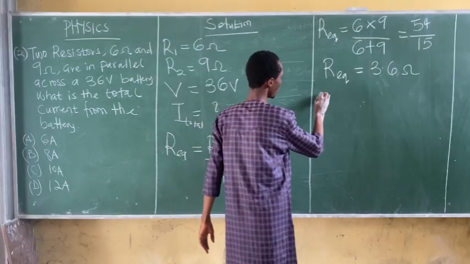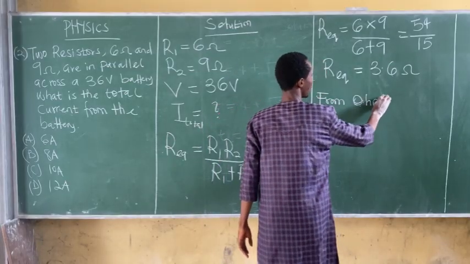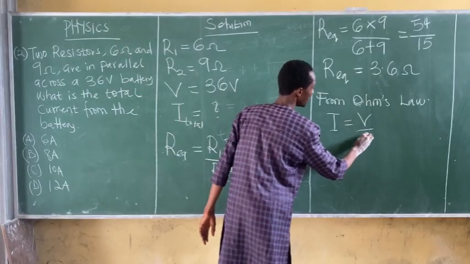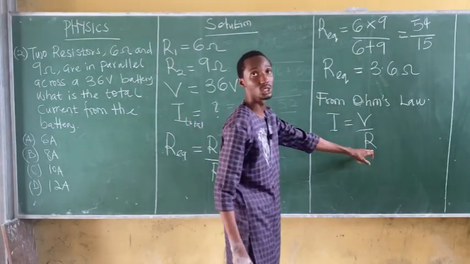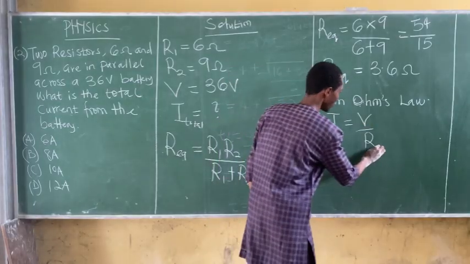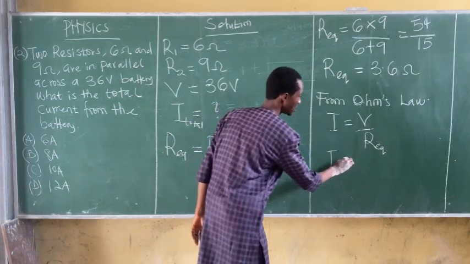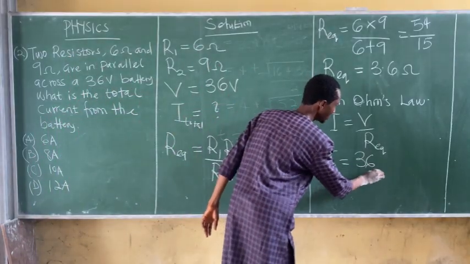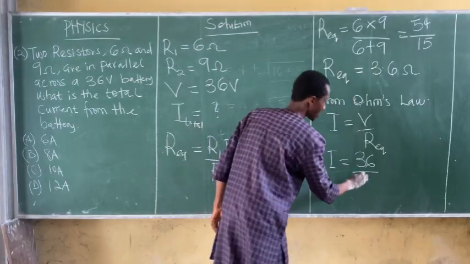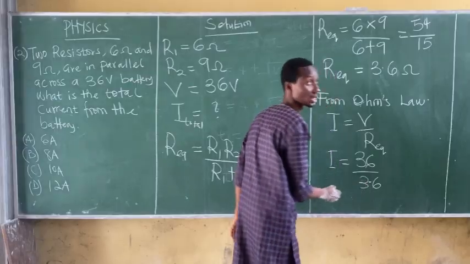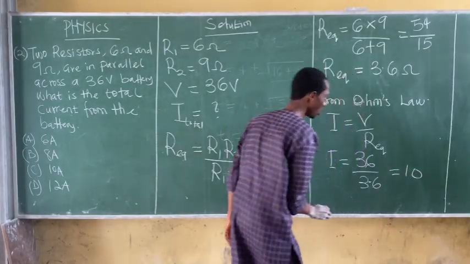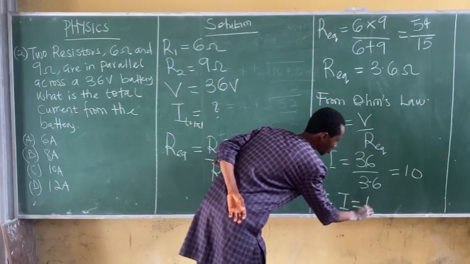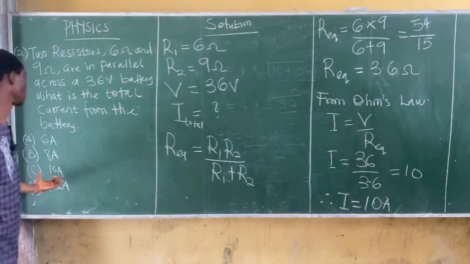We have gotten the resistance, but the question said we should find the total current. Recall from Ohm's law that the current I is equal to V over R. But the R we're going to use here is that of the equivalent resistance. So I is equal to V. From the question, V was given to be 36 volts. So we have 36 divided by the equivalent resistance, which is 3.6. 36 divided by 3.6 will give us 10. Therefore, the total current flowing through the battery is 10 amps. Therefore, I is equal to 10 amps. The correct option here is option C, 10 amps.